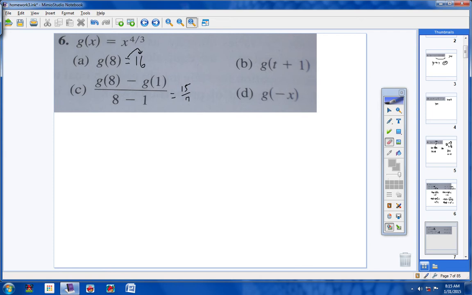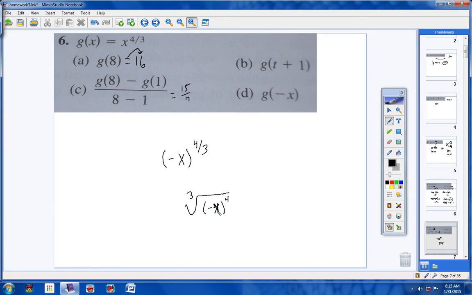And then lastly, g of negative x. That means everywhere there's an x, we're going to put a negative. So here's my x. Be sure to put a parentheses. So parentheses, negative x to the 4/3 power. Okay, now let's break this down, okay? I have the cube root of negative x to the what power? 4th power, okay?